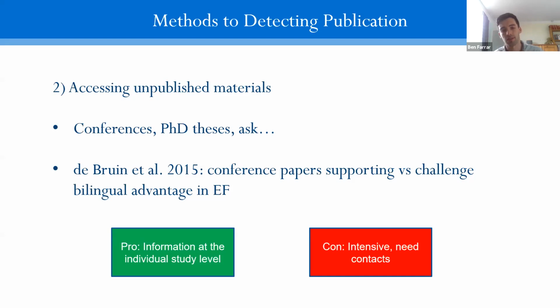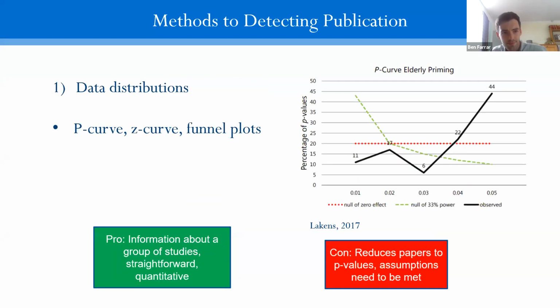And this is quite good because it gives us information at the individual study level. You can follow individual studies and see which ones are getting published and which ones aren't. But it's quite an intensive method and you need lots of contacts. It's quite difficult for a researcher to say, I want to go and try and find all the unpublished literature about X. So that's also, okay, it's a nice method if you've got the time and if you have the resources, but it might not be that easy for many people to do.